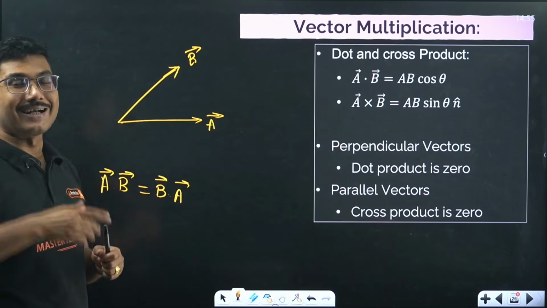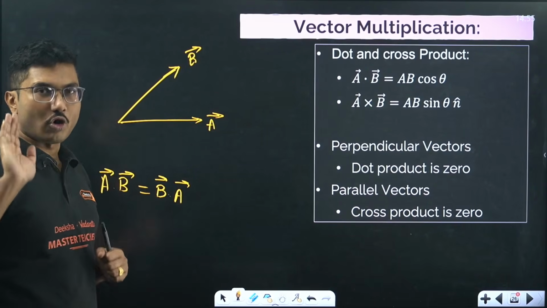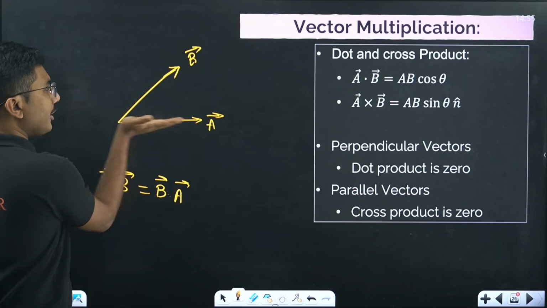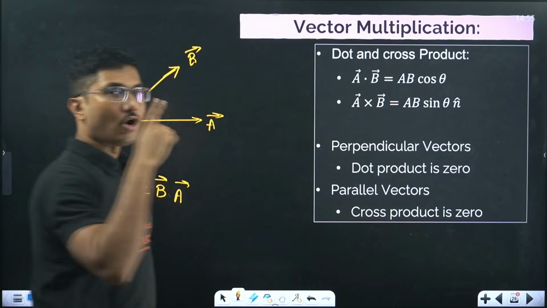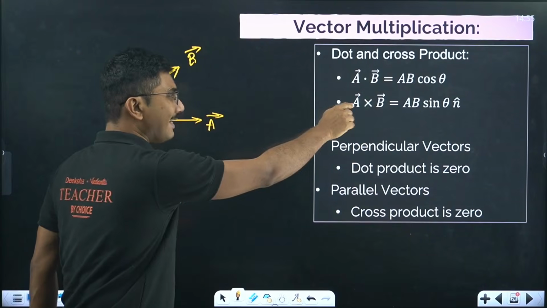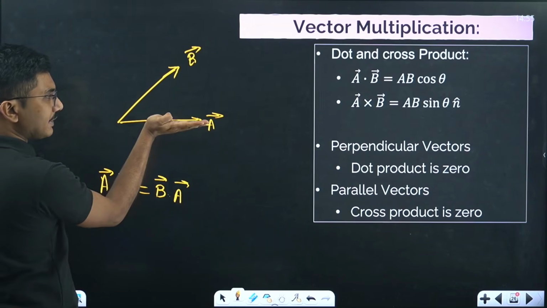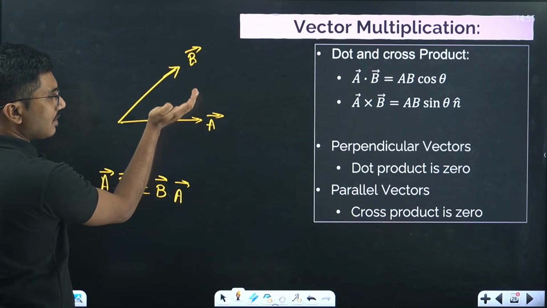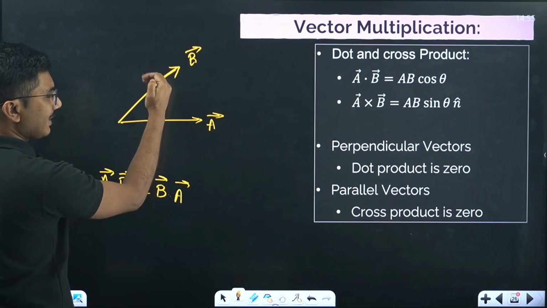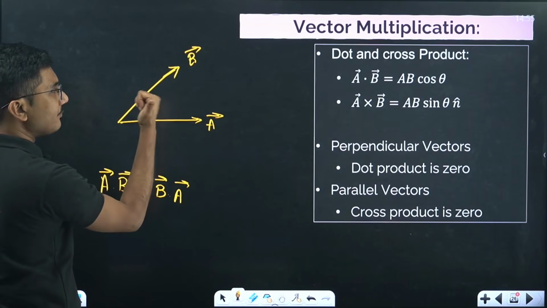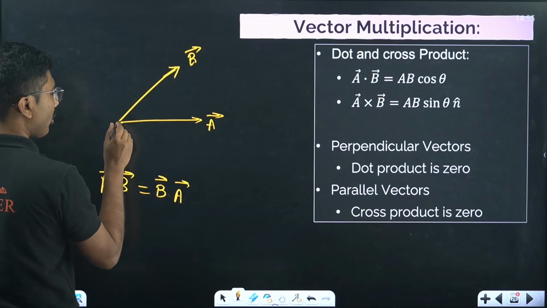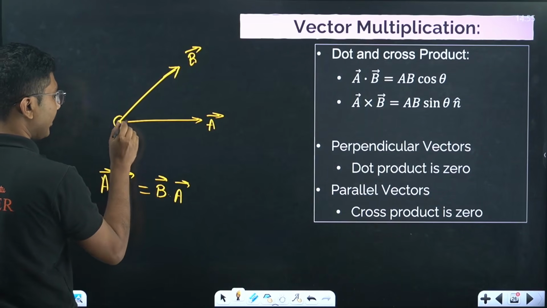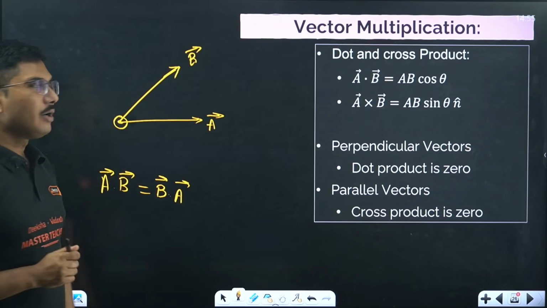Now how to find the direction of the cross product? First you point your fingers in the direction of the first vector. So for A cross B, the order matters. First is the A vector, so point your fingers in the direction of the A vector. Curl your fingers towards the second vector, then your thumb will give the direction of the resultant. So this is the result, and obviously it's out of the paper. So A cross B is out of the paper.